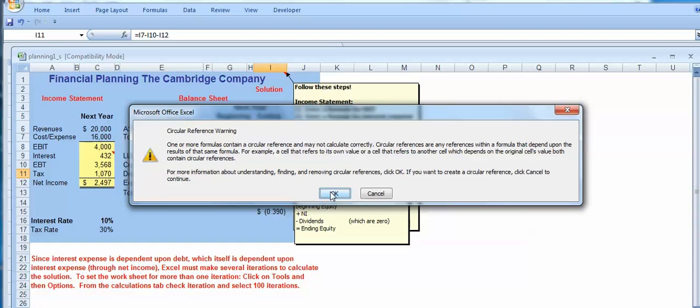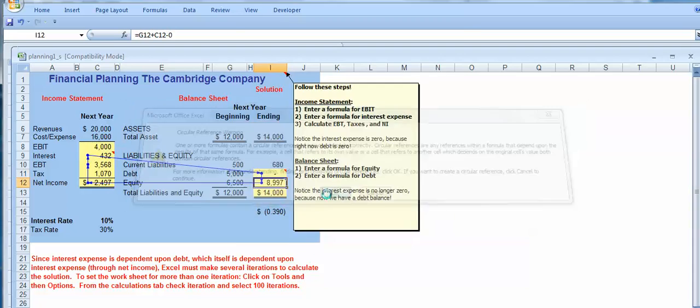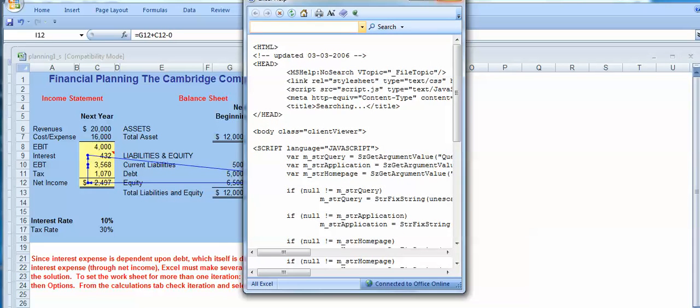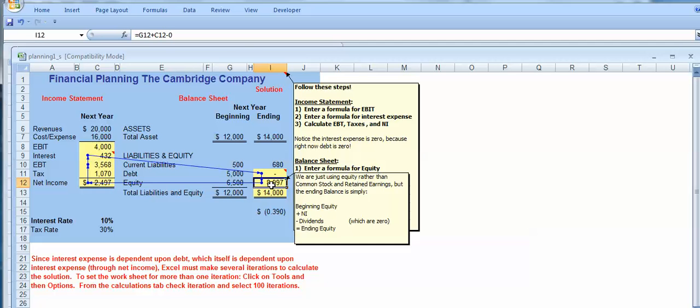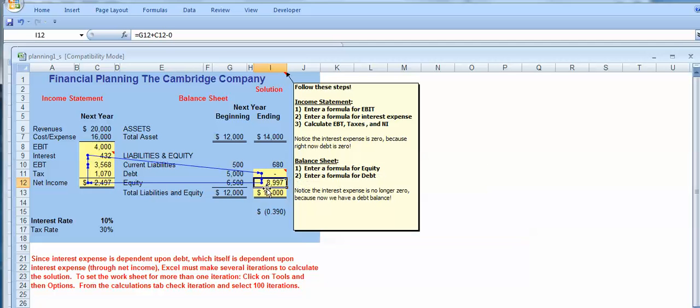Wow, we've got a warning here. Circular reference warning. One or more formulas contains a circular reference and may not calculate correctly. Excel is telling us, what do you want me to do? I need to know debt to calculate interest expense, to calculate net income, to calculate retained earnings, but you've told me that debt is dependent upon retained earnings. So we've got this circular iteration going on here, and the logic can't be completed.